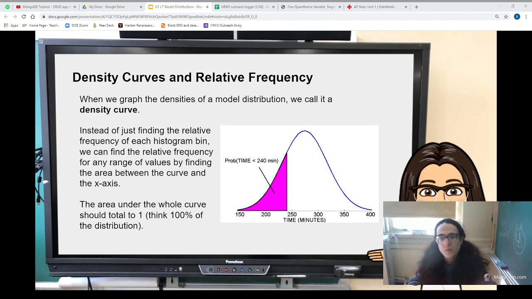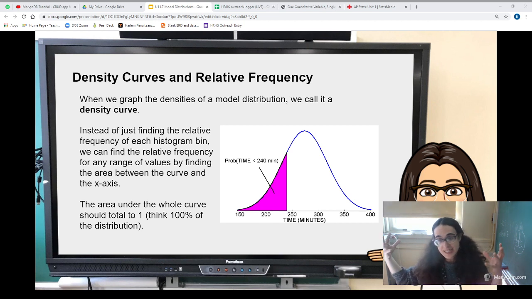So I'm going to use the terms relative frequency and probability a little interchangeably here. Because the idea is, if I have this normal model, I can ask, for instance, here this is showing time in minutes, and we can ask a question: what's the probability, if I were taking measurements, that the time that I measure is 240 minutes or less?